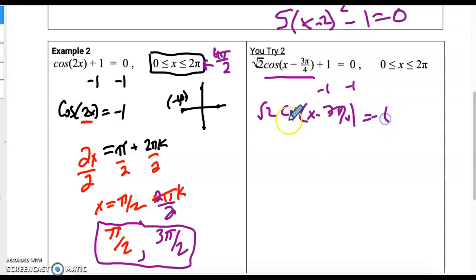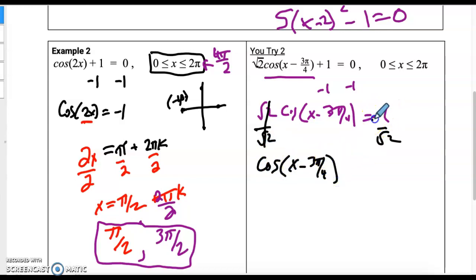Then I have to divide by root 2, which is not a big deal, except that when I do that over here, that equals 1. So I have cosine of (x minus 3 pi over 4) equals negative 1 over root 2. This is not something we're used to seeing on the unit circle. Remember, this would be on paper 1 without a calculator, so you'd be expected to know what this equals. So that means it really has to be on the unit circle.